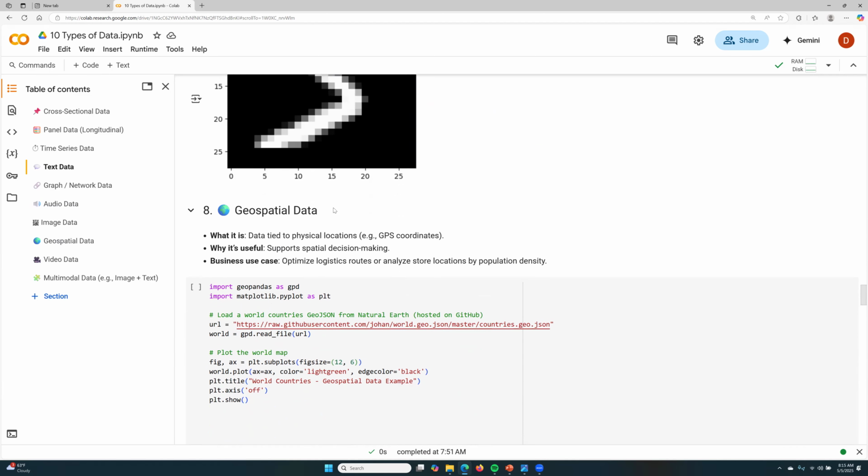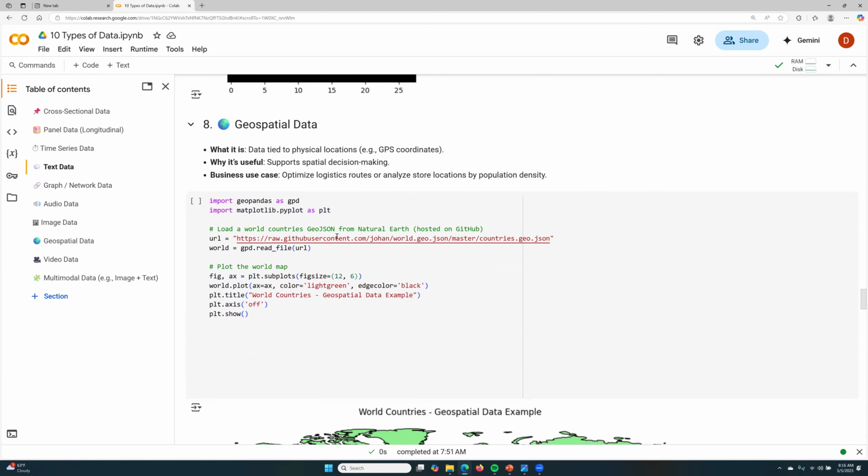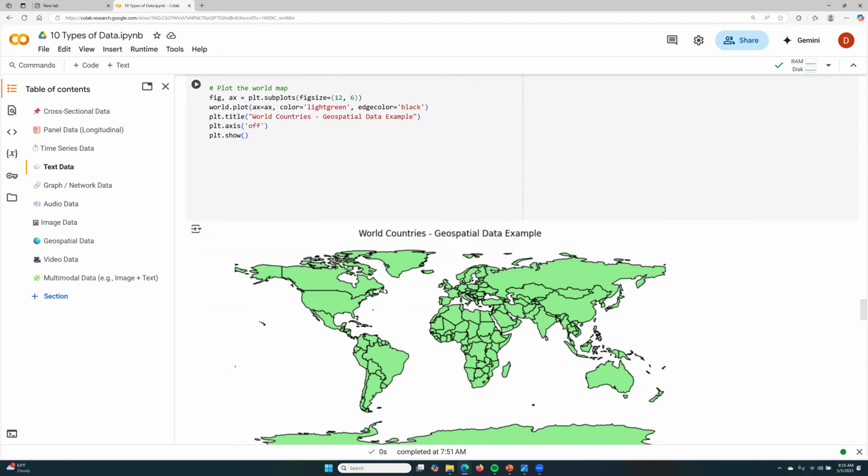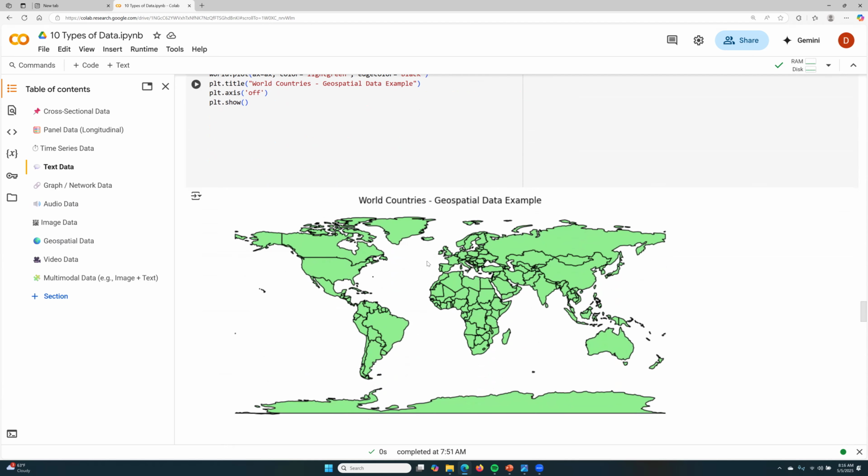Moving on to number 8, geospatial data. It's data tied to physical locations, right? GPS coordinates, latitude, longitude. Why it's useful: it supports spatial decision making. Business use cases: optimize logistic routes or analyze store locations by population density. I give a world map. People that are interested in global sales, this could be a good template to start mapping where their sales are occurring, if it's a multinational organization or global corporation.